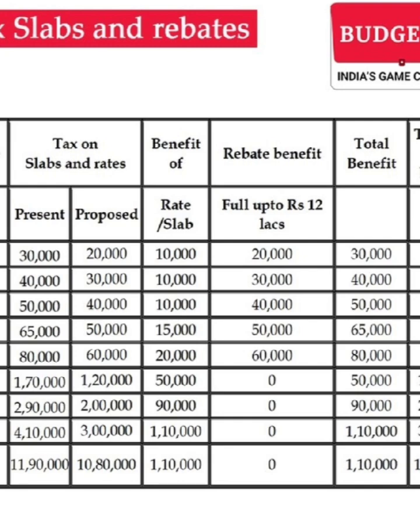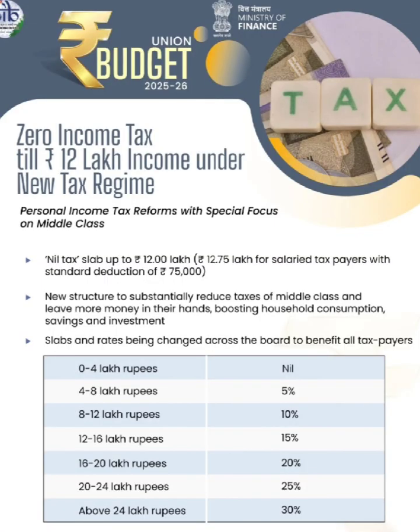Topping the list, of course, is a tax break for the middle class. If you earn 12 lakh Indian rupees in a year, or around 14,000 US dollars, you will pay no income tax. And this is for those who opt for the new regime. Earlier, the threshold for this was 7 lakh rupees. Now the government has raised it to 12 lakh rupees. Some exemptions have been hiked as well. We will break this down in greater detail in a few minutes.